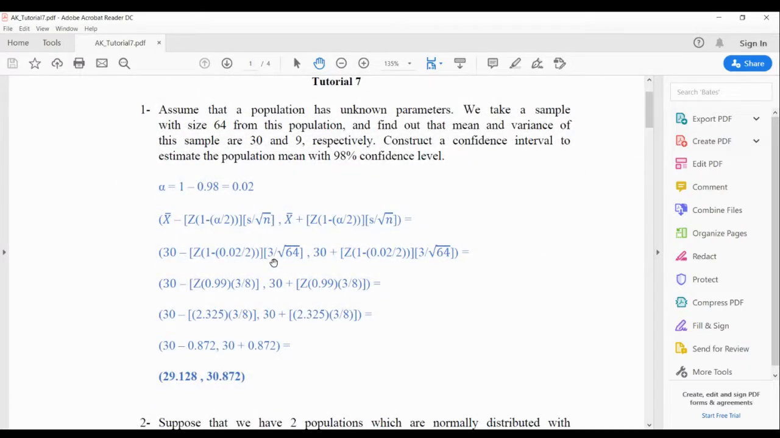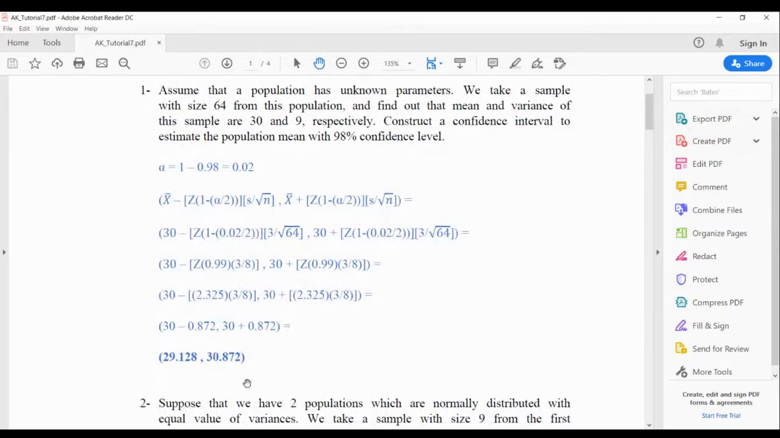And please pay attention here. This is S, standard deviation, not variance. That's why when I gave you the information about variance, 9, you should take the square root of that, which is 3. So after you calculate it, you will reach this confidence interval.